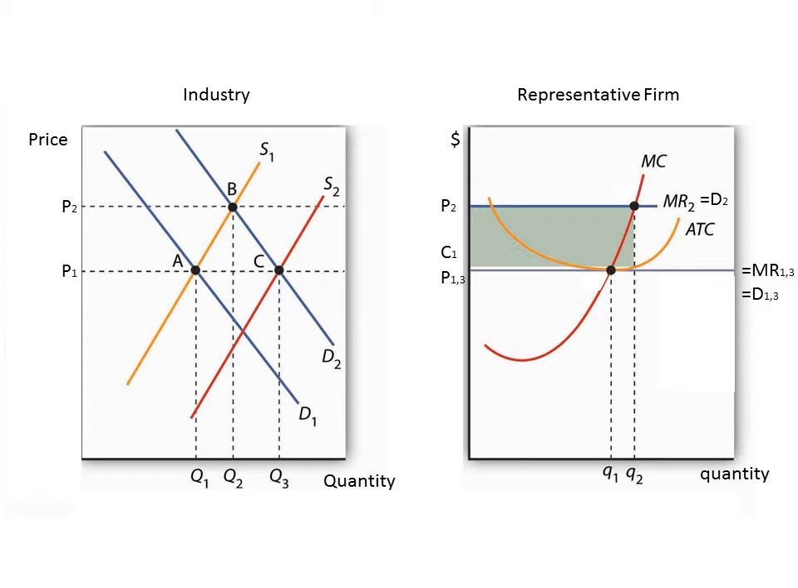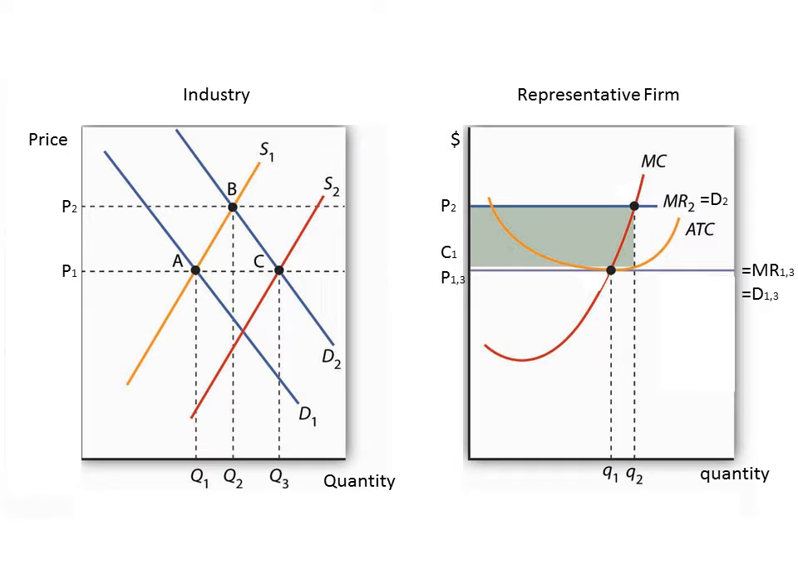Hello and welcome. I'm going to be explaining to you the transitions in an industry and a representative firm in perfect competition from long-run equilibrium to an upsetting of that equilibrium and then the automatic restoration of long-run equilibrium. If you remember, long-run equilibrium is when every firm is making a normal profit. This is a characteristic of perfectly competitive firms.